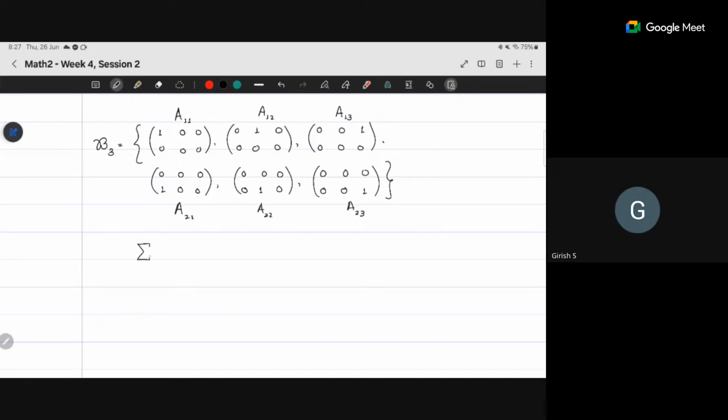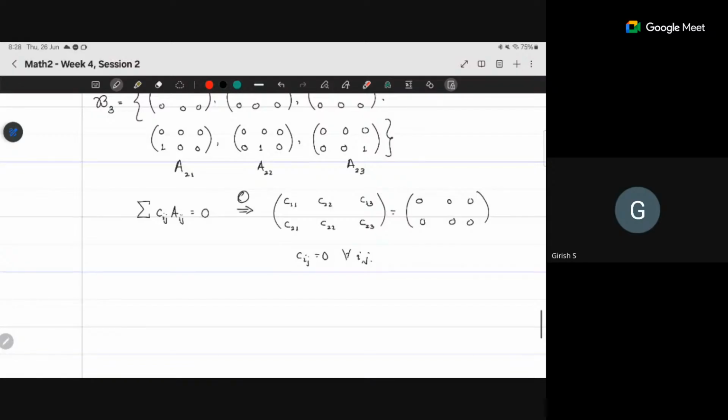So if I take a linear combination which equals 0, which means the sum of Cij Aij is equal to 0, then if you simplify this, I won't do all of the simplification, you'll just get the matrix with rows C11, C12, C13 and C21, C22, C23. Here, remember that 0 is the 0 matrix. This is equal to the 0 matrix. This forces all coefficients to be 0. So Cij is equal to 0 for all ij.